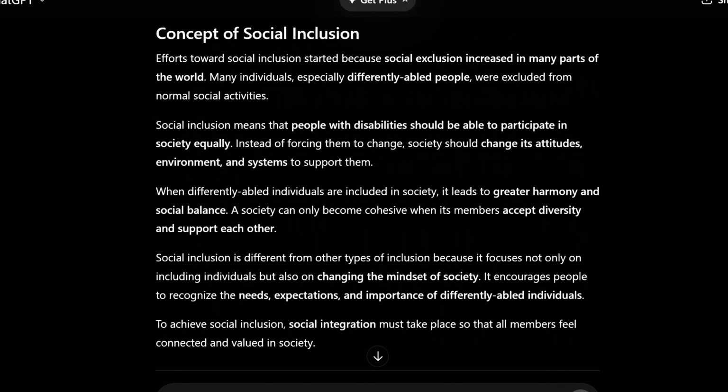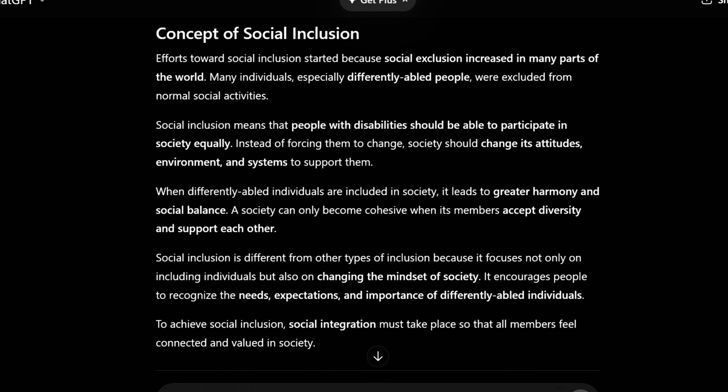Concept of social inclusion. Efforts towards social inclusion started because social exclusion increased in many parts of the world. Many individuals, especially differently abled people, were excluded from normal social activities. Social inclusion means that people with disabilities should be able to participate in society equally. Instead of forcing them to change, society should change its attitudes, environment, and systems to support them. When differently abled individuals are included in society, it leads to greater harmony and social balance. A society can only become cohesive when its members accept diversity and support each other.